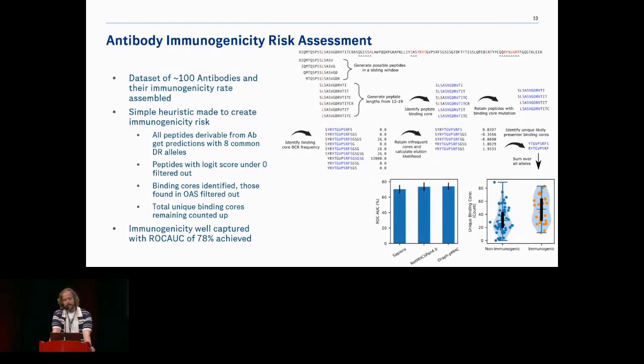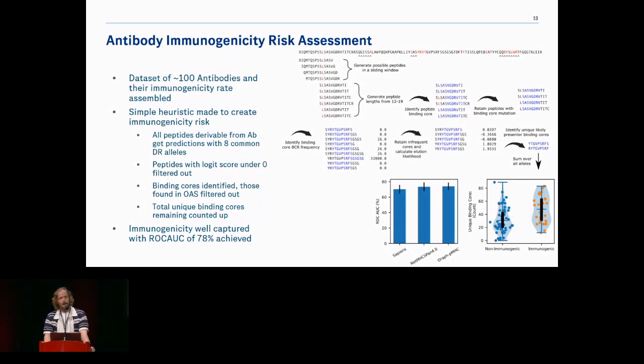You generate peptides. Every peptide that can be generated from an antibody, you get binding core predictions for all these peptides. You align the antibody to its nearest germline neighbor, and if the mutation or the change is outside the binding core, you ignore those. If the binding core is observed a lot in OAS, a big BCR database, you ignore those. If the peptide was unlikely to be presented as deemed by the model, you ignore those. And you're left with just a few unique binding cores.